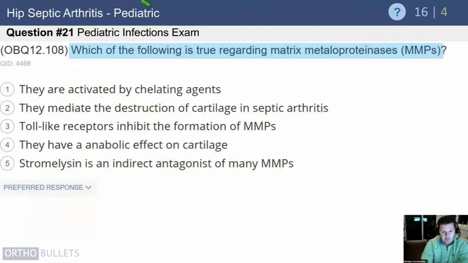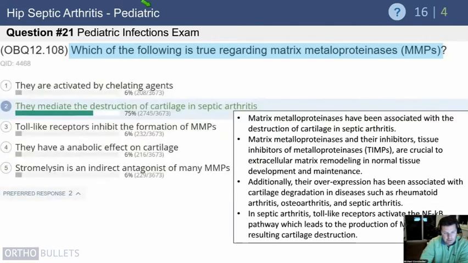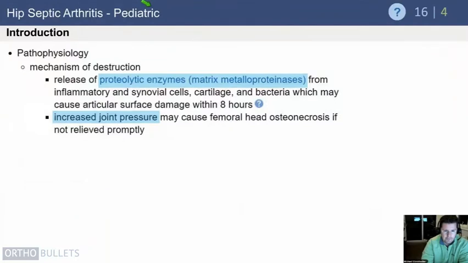So this is the first question. Unfortunately, this is a little bit of a do you know it question, but the question asks which of the following is true regarding matrix metalloproteinases, MMPs, and the answer here is that they mediate the destruction of cartilage in septic arthritis. These are the main factors that actually destroy the cartilage when you have a septic arthritis. You just sort of need to know it. However, from a test-taking perspective, all of the others are opposites, but unfortunately you may not recognize all of these other answers.